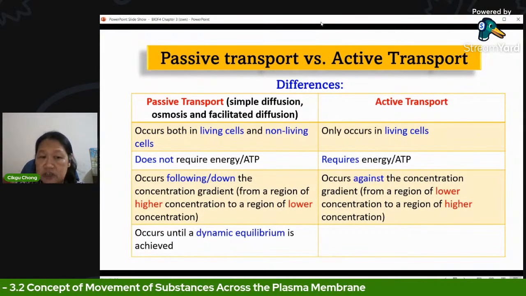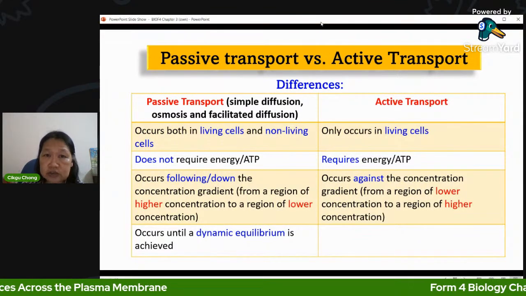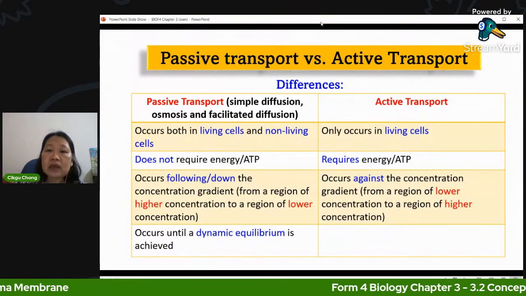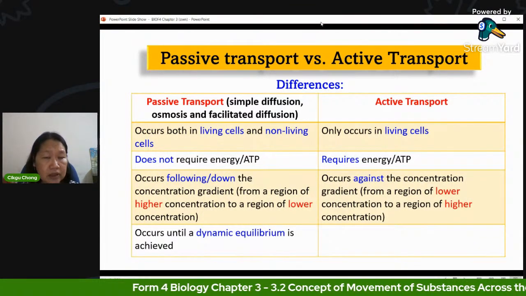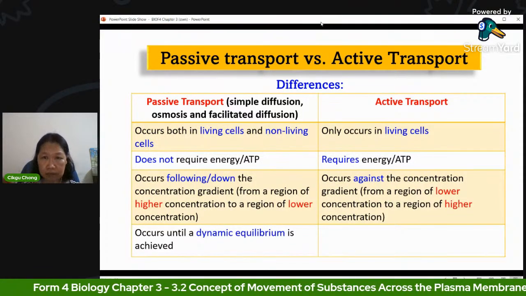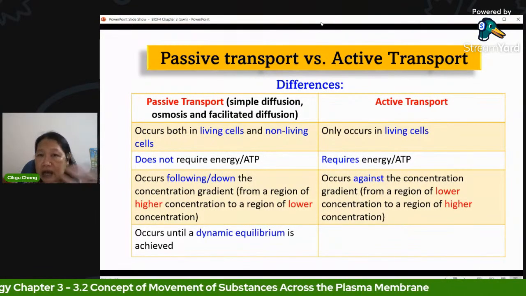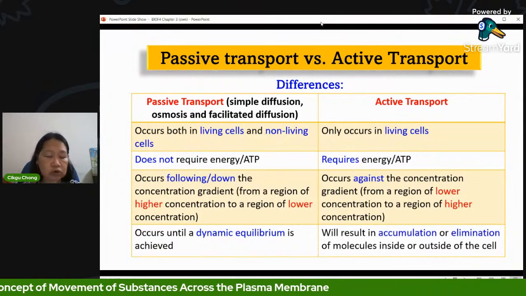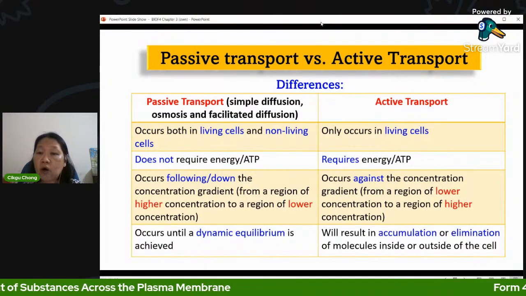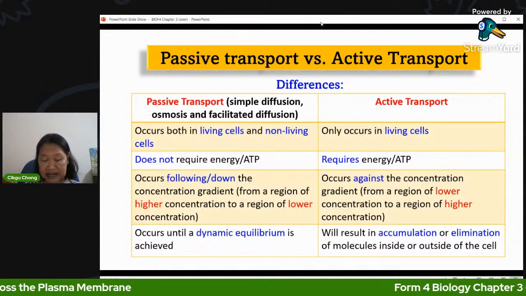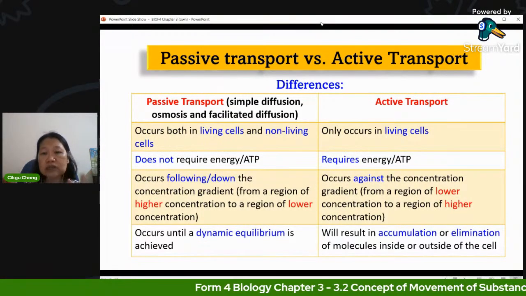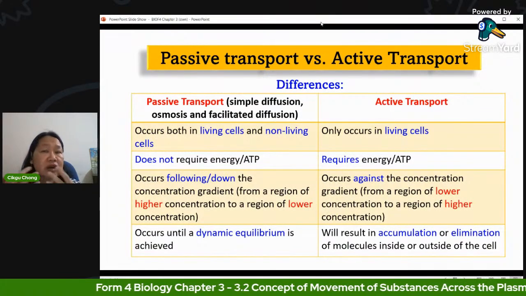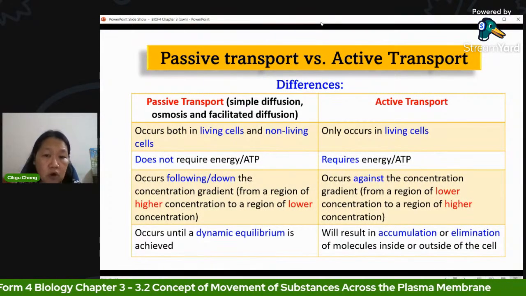For passive transport, it will occur until dynamic equilibrium is achieved. Both sides will have an equal concentration of the substance. But for active transport, it will not achieve dynamic equilibrium. There will always be one side of the membrane which has more, and the other side which has less. That means it will result in either accumulation or elimination. The side that is less means molecules are eliminated, pushed out, and the side that brings them in is accumulation, getting more and more of the molecules.